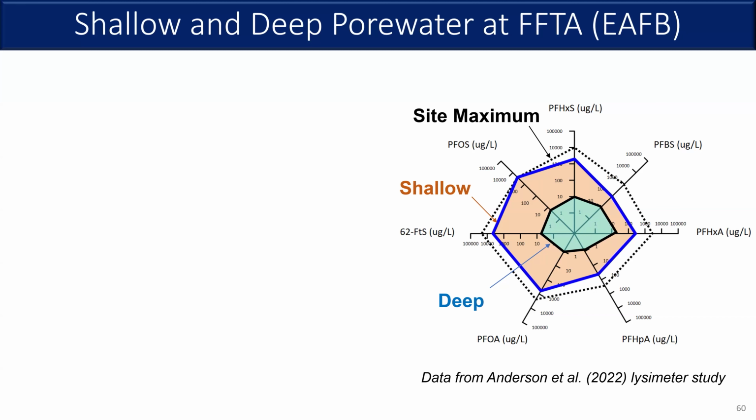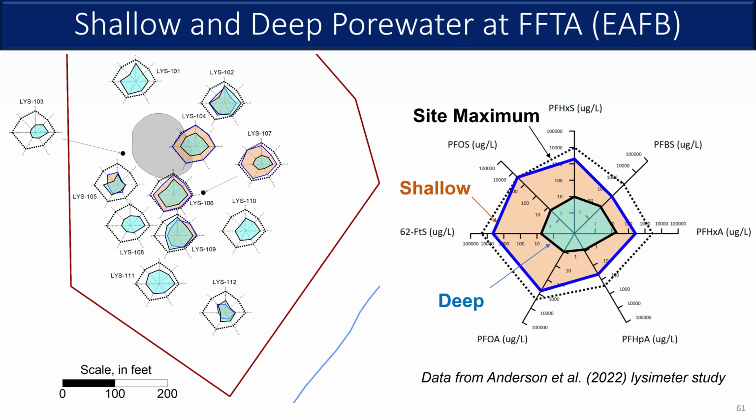So this is one way to visualize, okay, let's see if we can look for evidence of adsorption to the air-water interface. That radial diagram to me says that's exactly what's happening and causing a lot of attenuation between the shallow and deep samples that were taken.